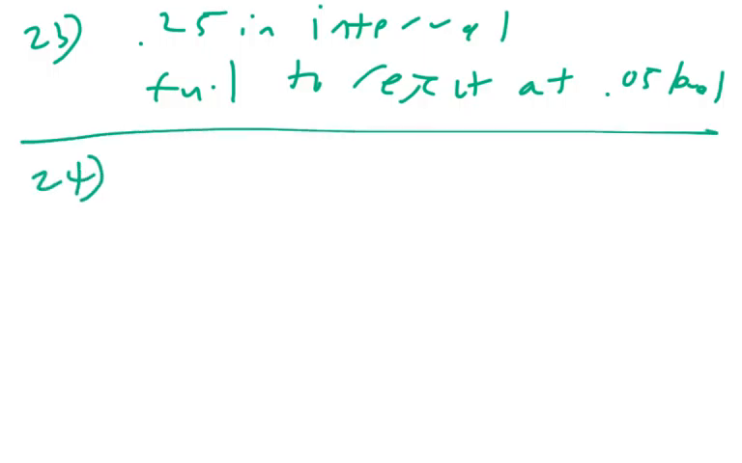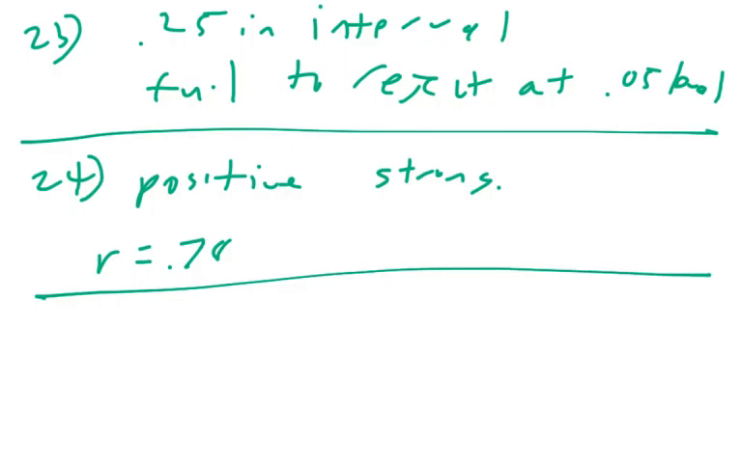24, we have a positive since it's r equals 0.78. We know that there's a positive and that it is strong. We don't know if it's linear or not linear until we figure out what's going on.